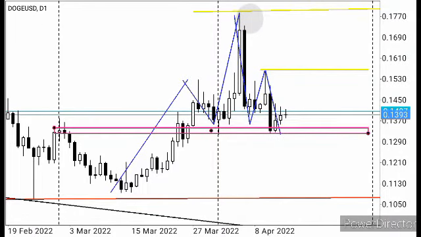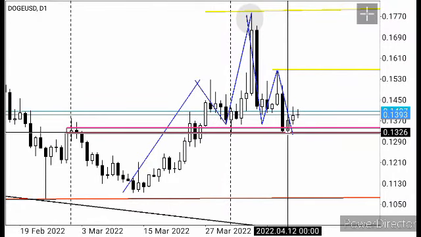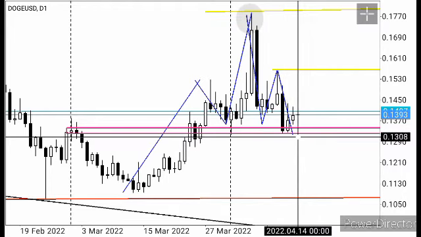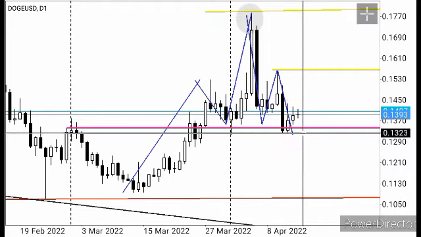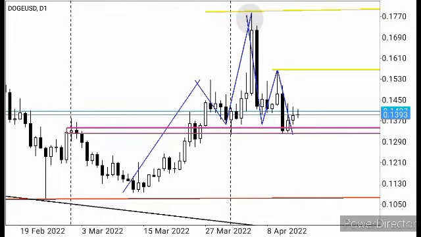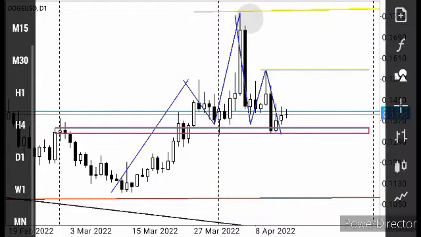Just bear with me. There we go. I would love to see price close below this level on the daily chart. Then I would start looking for selling opportunities to this zone over here, right? So let's, from this point, move on to the 4-hour chart.